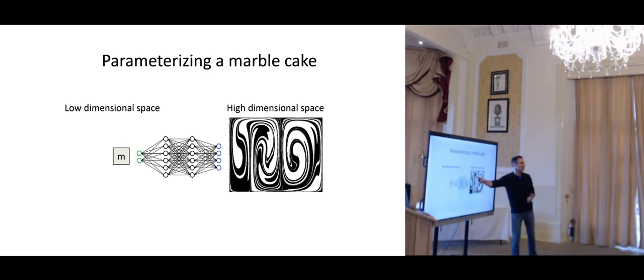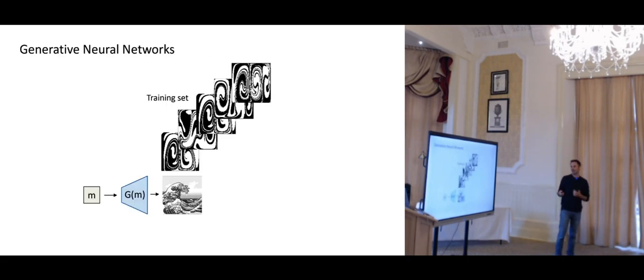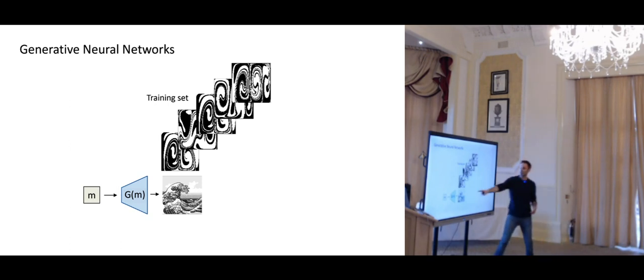This network is defined with weights. We can optimize and train this network so that for any point that we choose in this low-dimensional space, we are always going to produce a marble cake, or an image that looks like a marble cake. So we can train a generator to produce images that look like a marble cake. Here we have a generator from a low-dimensional space, an algorithm that produces images, and we want these images to look like marble cakes.